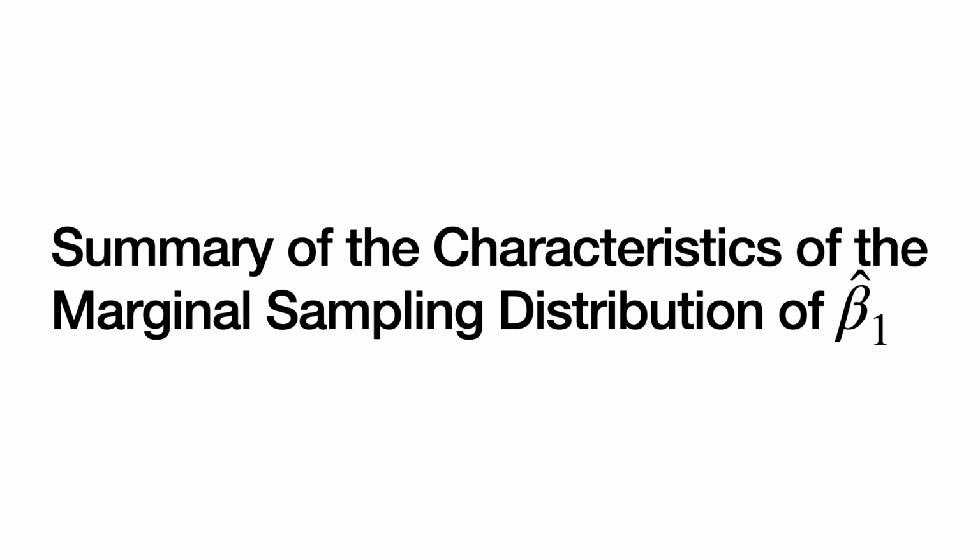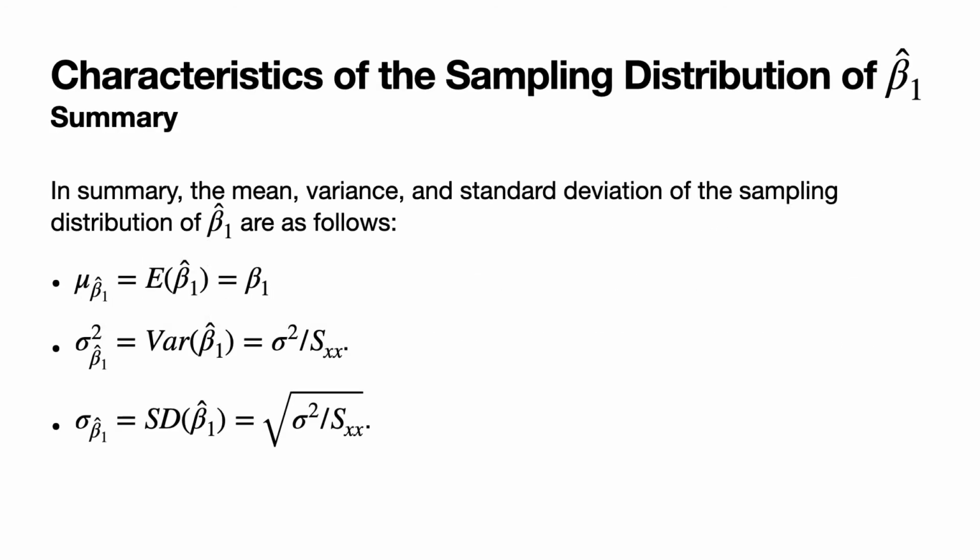So putting this all together, all these results on the same slide. In summary, the mean, variance, and standard deviation of the sampling distribution of beta 1 hat are as follows. So mu sub beta 1 hat, the mean of the sampling distribution of beta 1 hat, is equal to beta 1 itself. And again, that implies then that beta 1 hat is an unbiased estimator of beta 1, and that's a good property for an estimator to have.